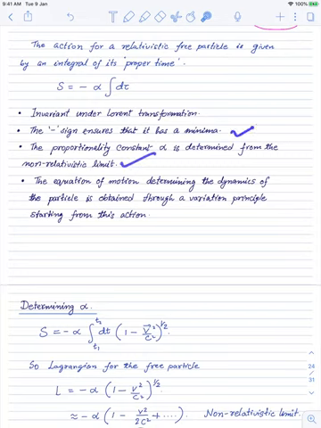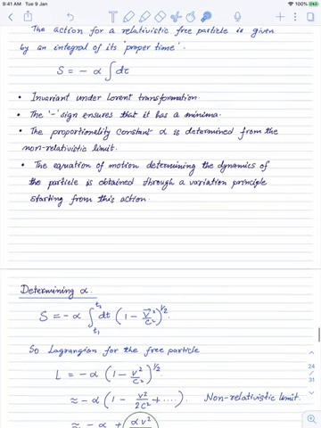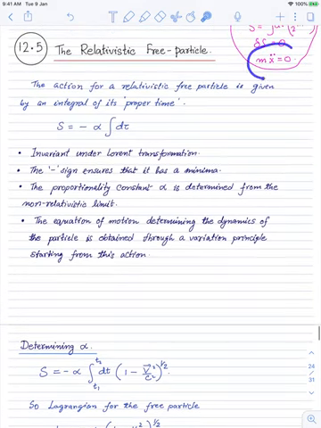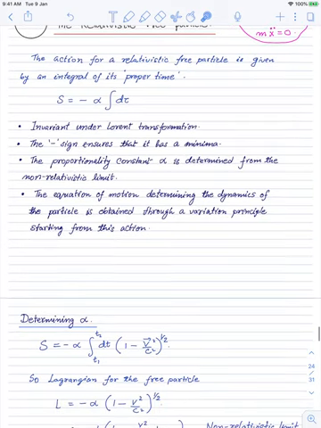The proportionality constant, I told you, would be determined from the non-relativistic limit. The relativistic equation of motion can be derived by varying this action as well. Let's quickly go through that, and in the process also make some very important remarks about the energy and momentum of relativistic particles.